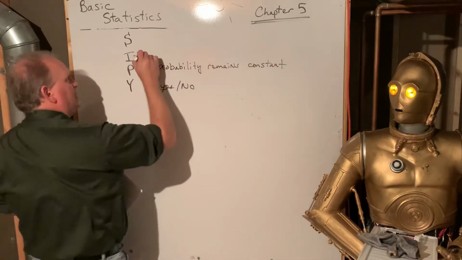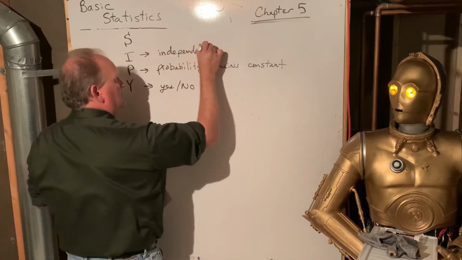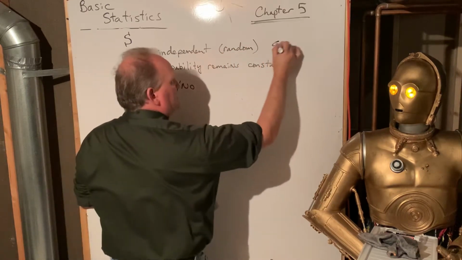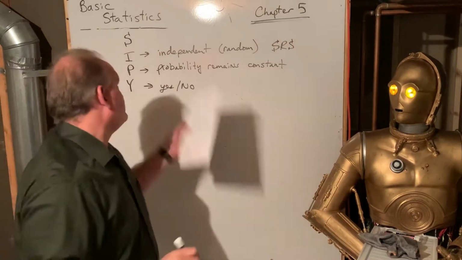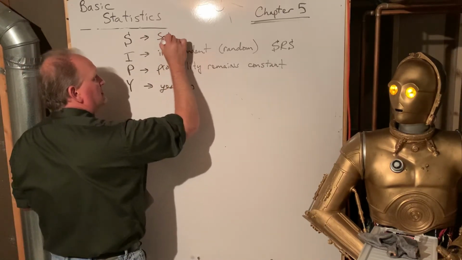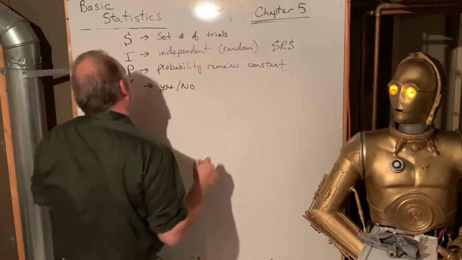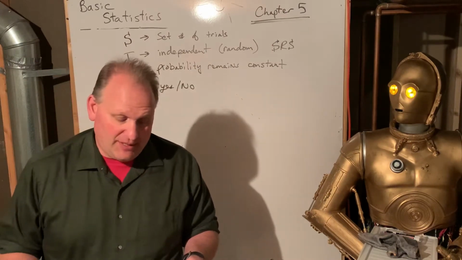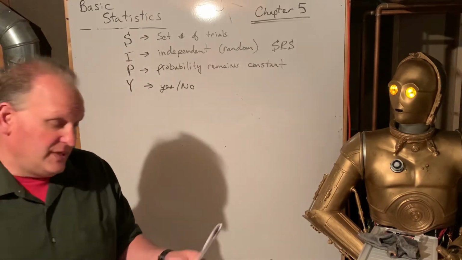I, independent events, and independent, we're looking for the word random usually. Simple random sample, SRS. All right. And then S, the very first thing, is a set number of trials. So those are the 4 criteria that you have to meet in order for it to be a binomial experiment, all right?